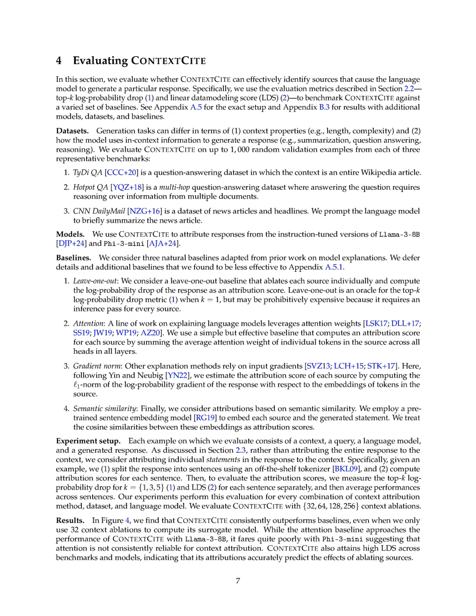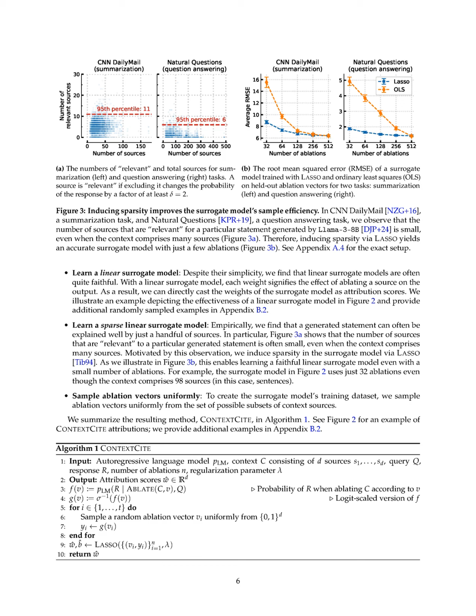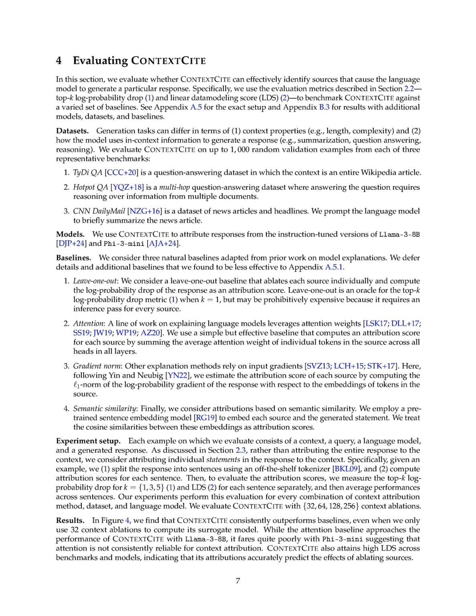3. Learn a surrogate model. A linear surrogate model is then trained on the ablation vectors and their corresponding probabilities. This model captures the relationship between the context sources and the generated response, allowing it to assign importance scores to each source.